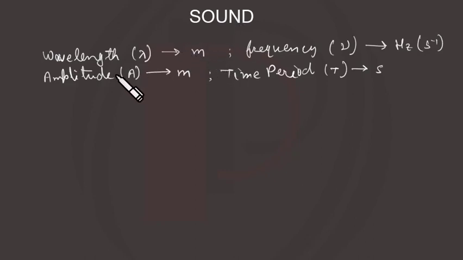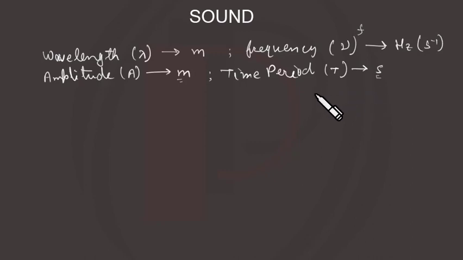In the previous class we discussed some characteristics of sound waves. We talked about wavelength, frequency, amplitude, time period, their symbols and their SI units. Wavelength is symbolized as lambda, the SI unit is meter. Frequency is symbolized as nu or f, and the SI unit is hertz or per second. The amplitude is represented as A and the SI unit is meter. Time period is capital T, and the SI unit is second.